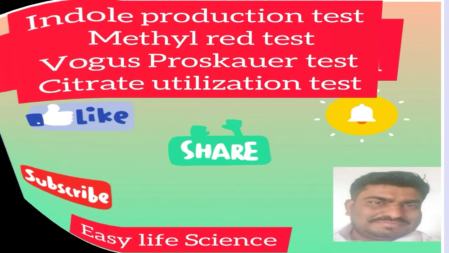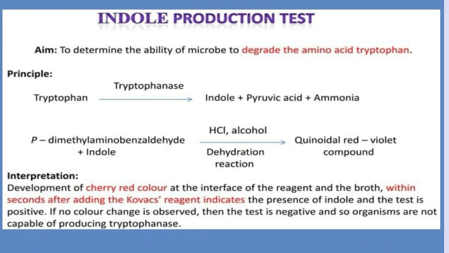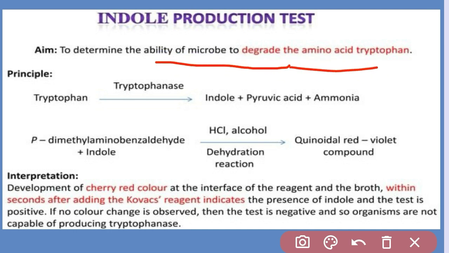So let's start from the first test, that is the indole production test. The aim of this test is to determine the ability of a microorganism to degrade the amino acid tryptophan. The medium used for this test is peptone water or tryptone water. In peptone water or tryptone water, there is the amino acid tryptophan.